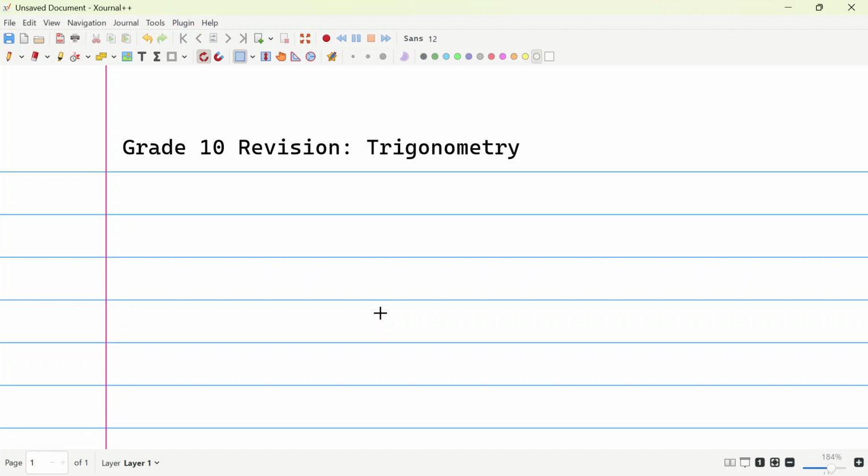Where we are going to be learning some things such as identities, you'll see what it's about, the reduction formula, so how to reduce the trigonometric functions, and also solving trig equations. So let's get started with the revision.